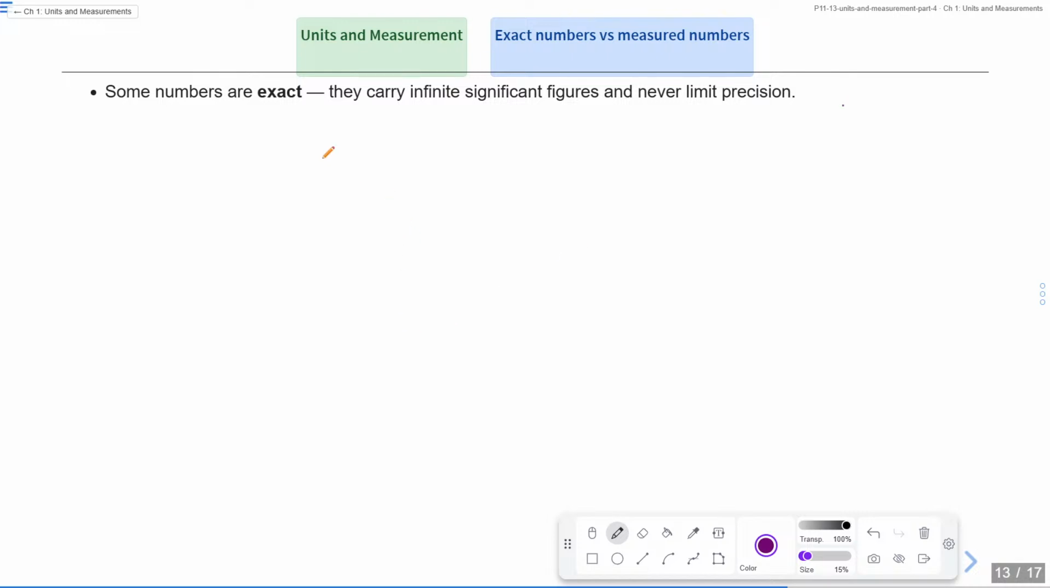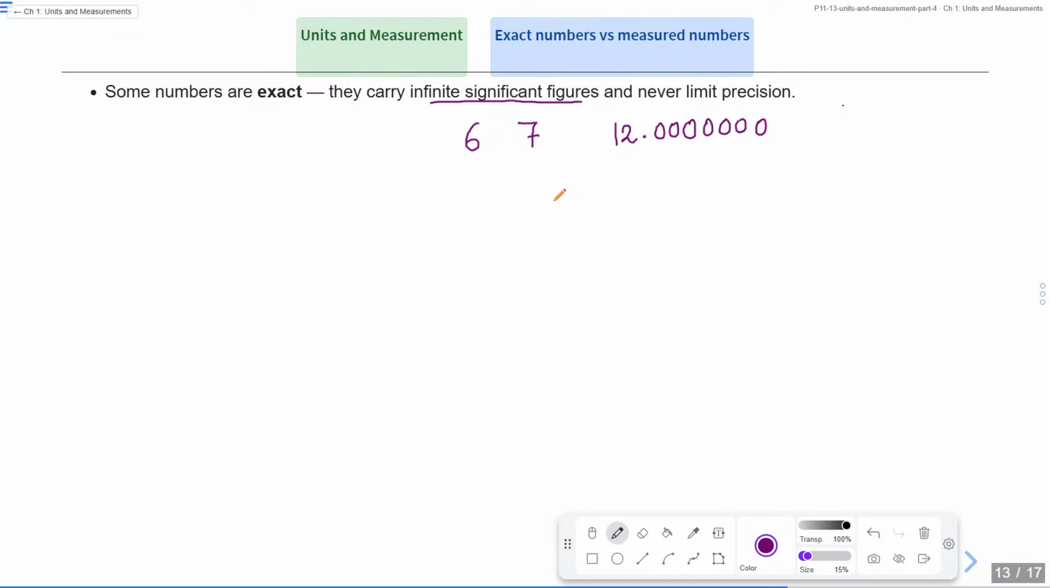Then we have exact numbers. For example, we count the number of students: 1, 2, 3, 4, 5, 6. So 6 students. This is the exact number 6, the exact number 7, the whole numbers. If we count something and say that 12 things are there, that is an exact number, and exact numbers have infinite significant figures. We can put a decimal and write infinite zeros after it. So if we have taken a measurement and it came out to be exact, it has infinite significant figures.